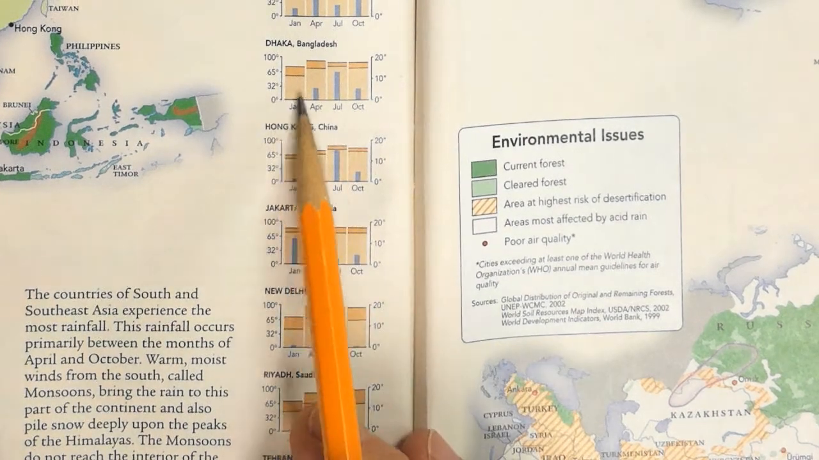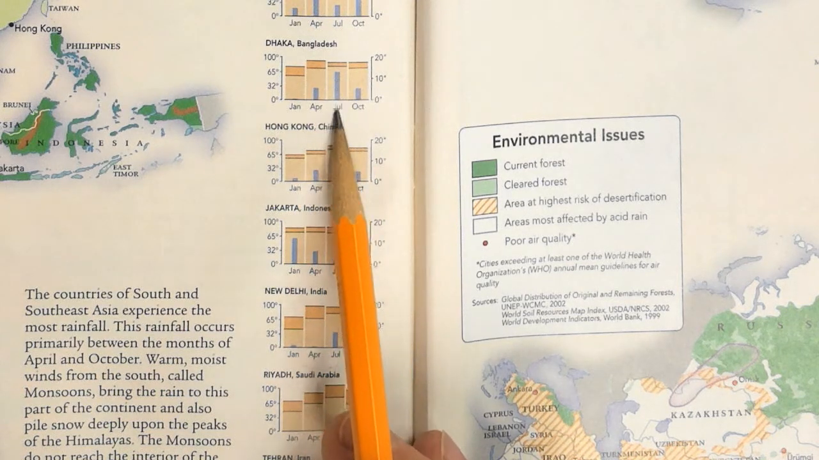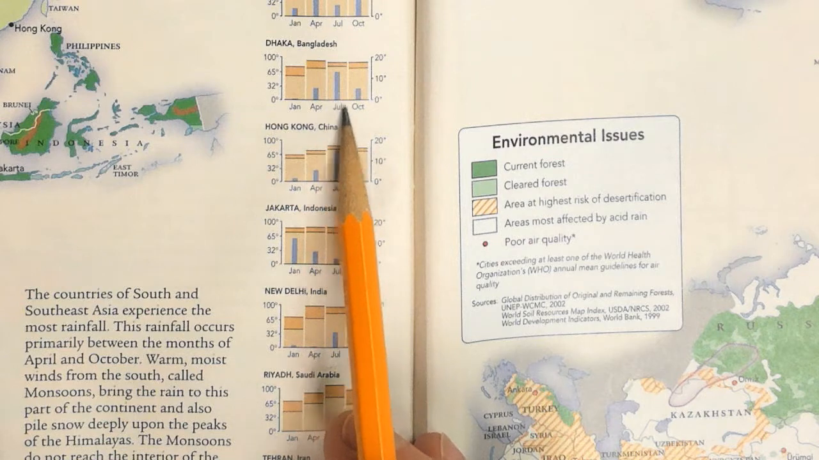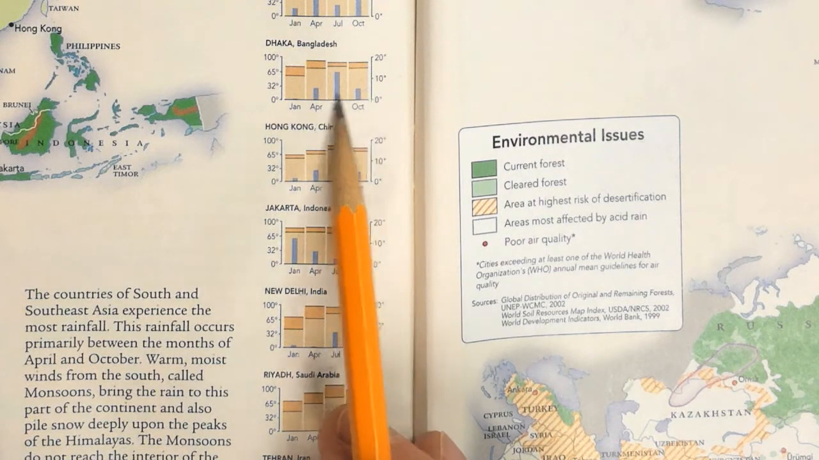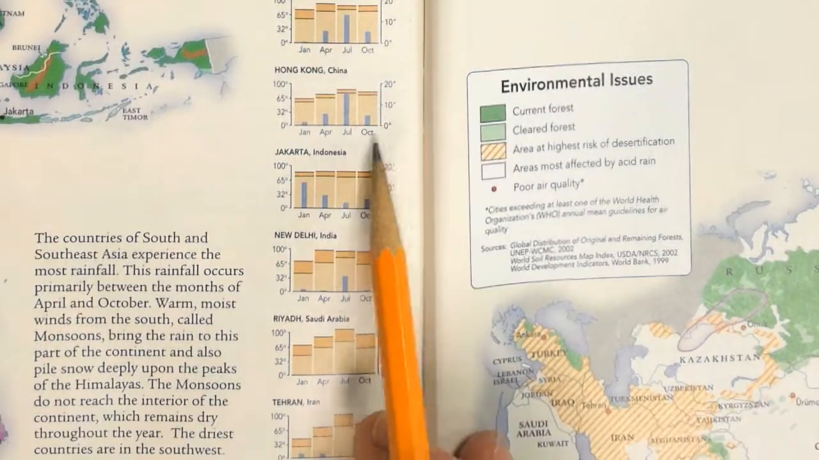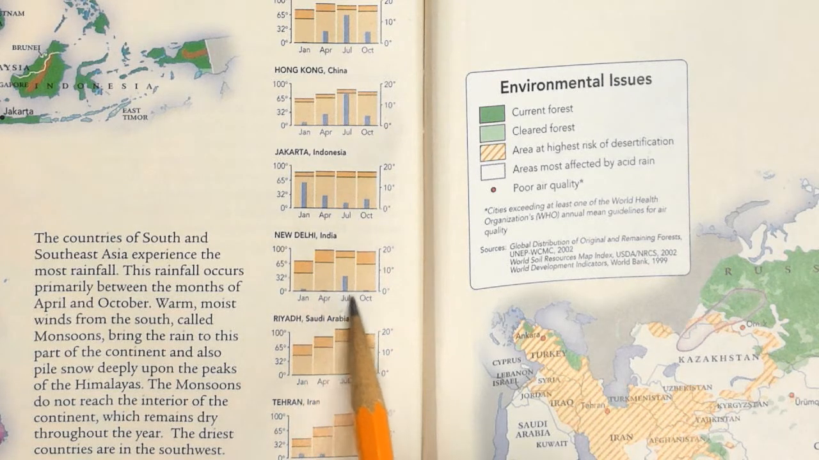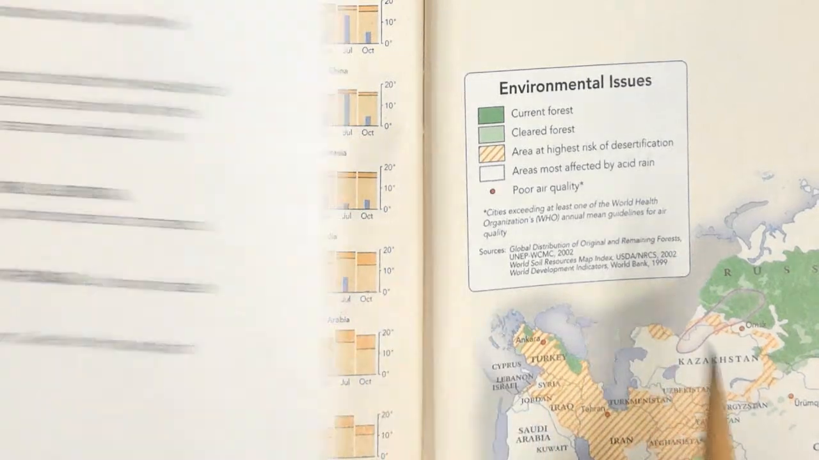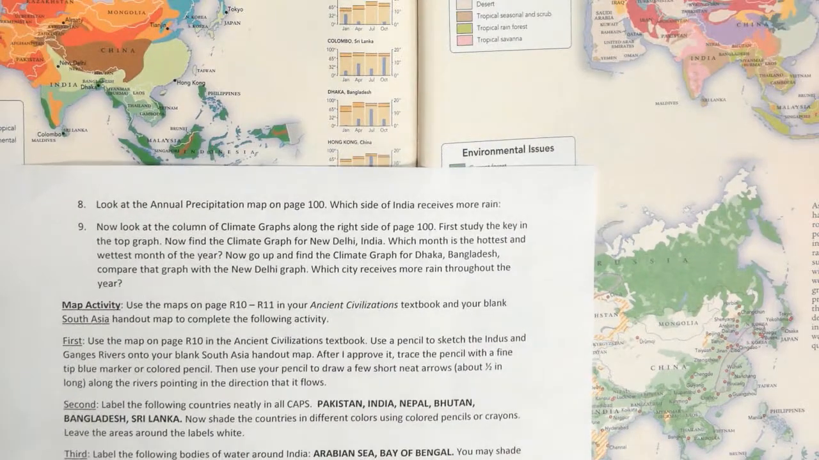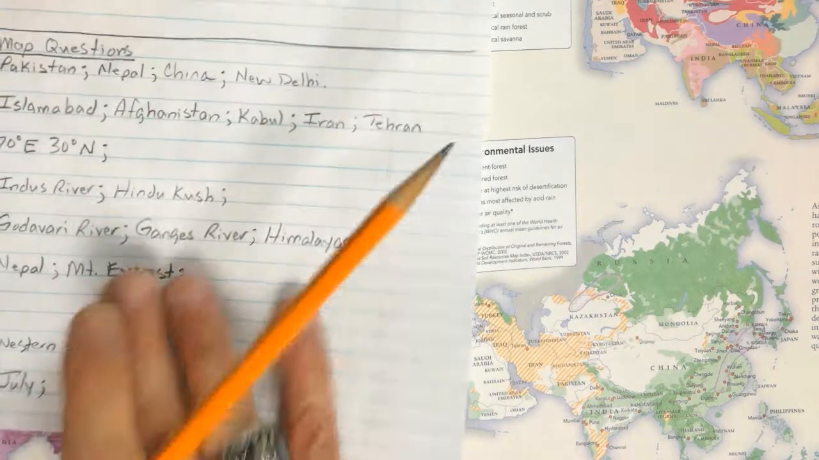Now, how much rain does Dhaka get? Well, in April they get about 5. In July they get about 15. That's 20 total. And in October they get 5 more. So that's about 25 inches of rain a year, right? Okay? New Delhi, India. Well, New Delhi gets very little rain in January, none in April, none in October, and only about 8 to 9 inches in July. So our question in number 9 was, which city receives more rain throughout the year? Well, the answer is going to be Dhaka.